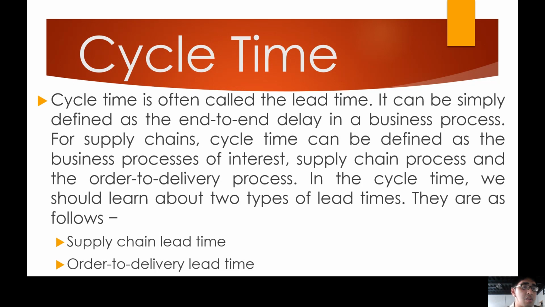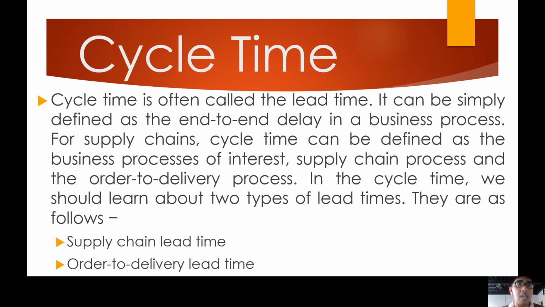In the cycle time, we should learn about two types of lead times. They are as follows. We have the supply chain lead time and the order to delivery lead time. Cycle time again is also called the lead time. It is somehow, parang, the whole duration of the process. So there are two factors that we need to focus on: the supply chain lead time and the order to delivery lead time.